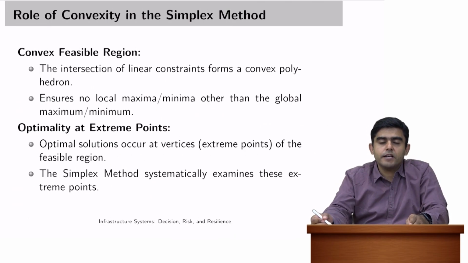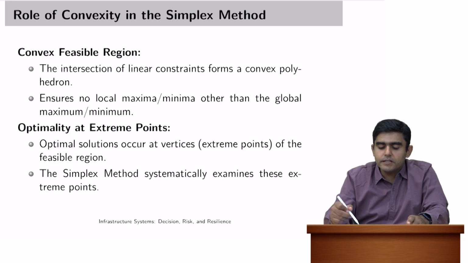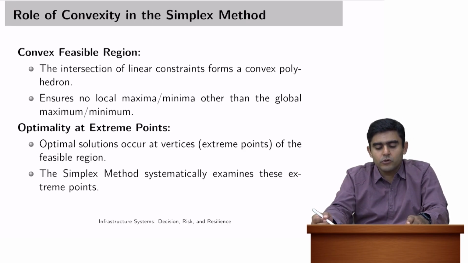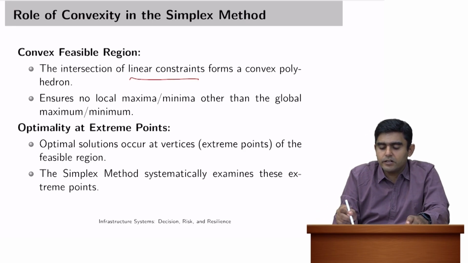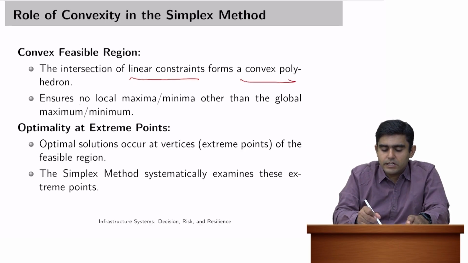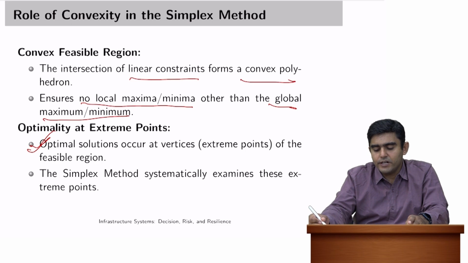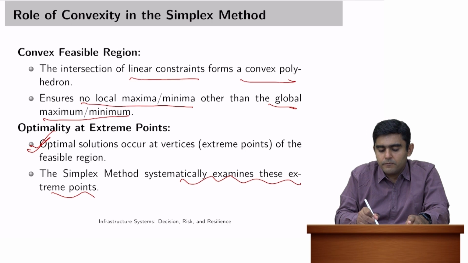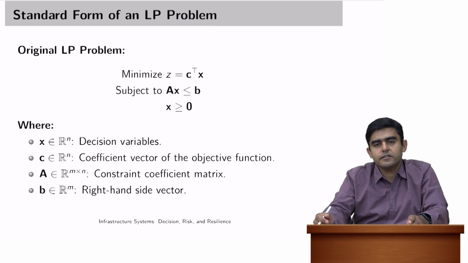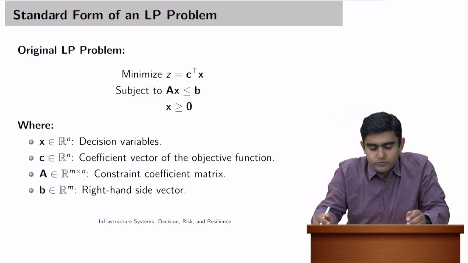We have already emphasized, and I think I should re-emphasize, because convexity plays such an important role in linear programming problems, that the simplex method derives its strength from the role of convexity. The intersection of linear constraints always forms a convex polyhedron, as we already saw, and it also ensures that there are no local maxima or minima other than the global maxima or minima. Optimal solutions will always occur at the extreme points, and we will systematically move from one extreme point to another in the search of our maxima or minima, of course, because maxima and minima are interchangeable by use of a negative sign.